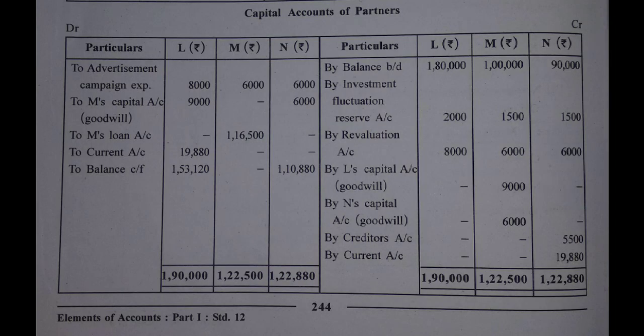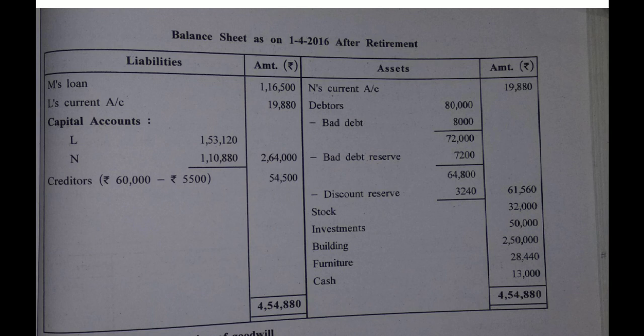Now I am talking about the debit side of partners' capital accounts. It is written to M's loan account, for which we have given second effect in the balance sheet liabilities side. Now it is written to current account and the amount appears in the column of L. This again is to be transferred in balance sheet on opposite side. Over there it was on debit side, so here it will appear on credit side. You can see just below M's loan it is written L's current account with an amount of 19,880.